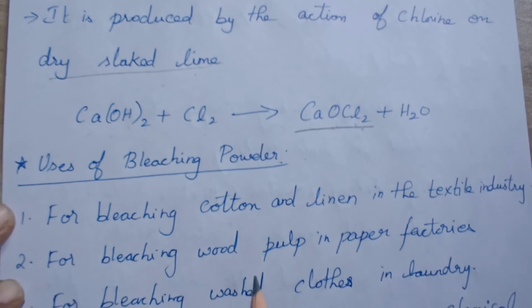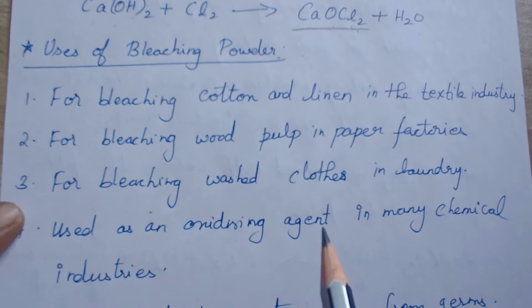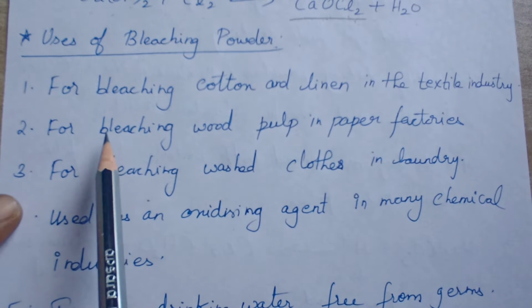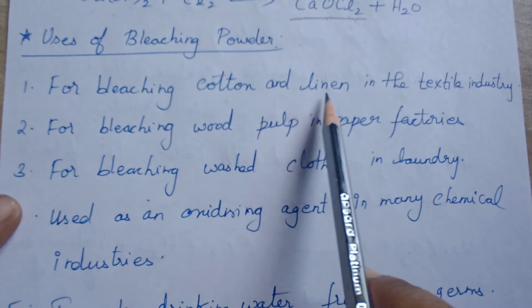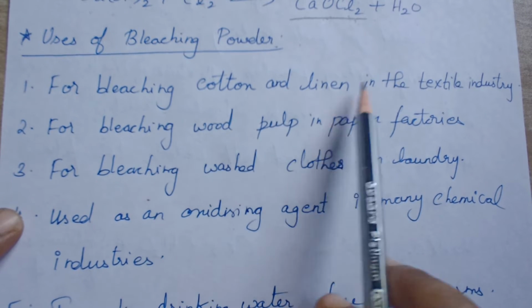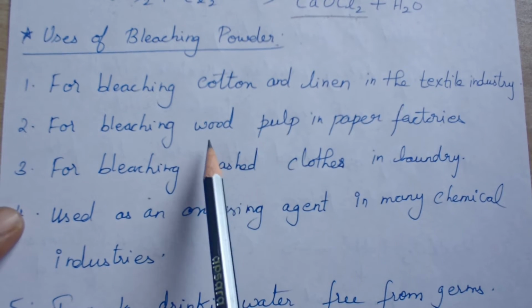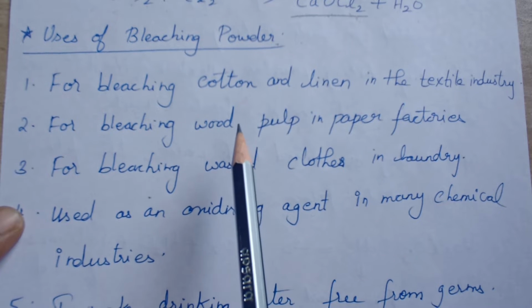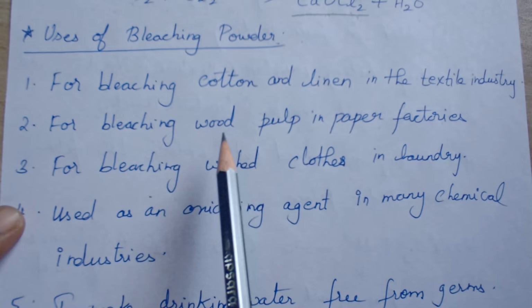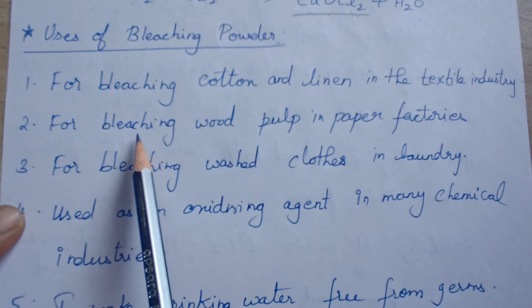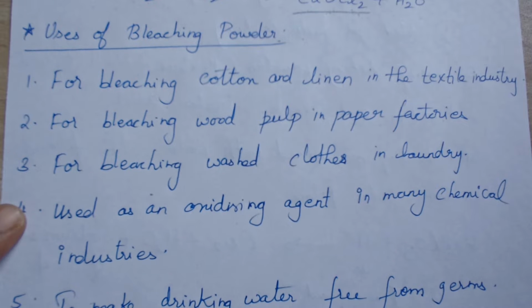Next, the uses of this bleaching powder. You know that bleaching means whitening, right? So the main use is for bleaching cotton and linen in the textile industry, for whitening purposes. Likewise, for bleaching wood pulp in paper factories. Paper is made from the fibers of plants, right? But it is not white in color, and still we are getting white papers, notebooks, right? So how does it happen? By bleaching of the wood pulp with bleaching powder.